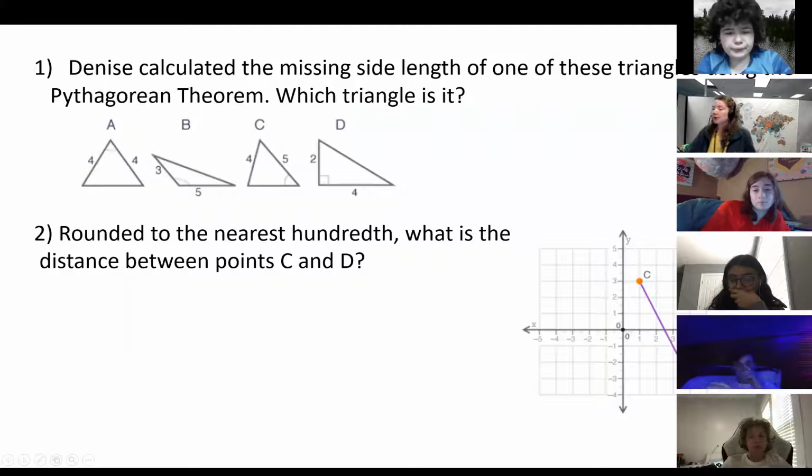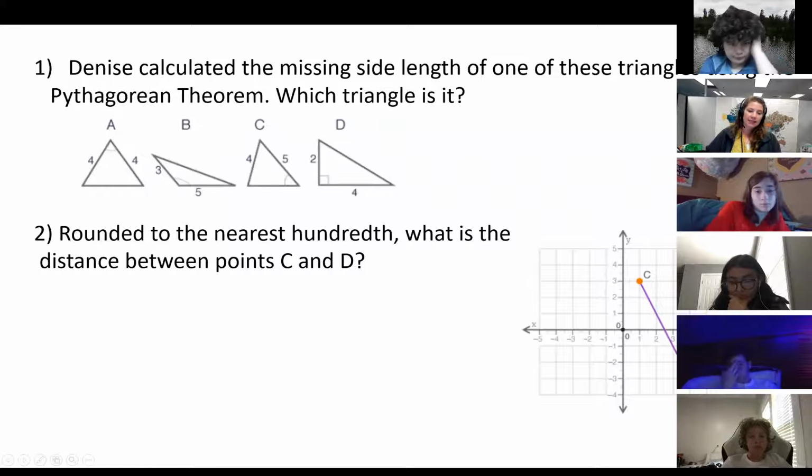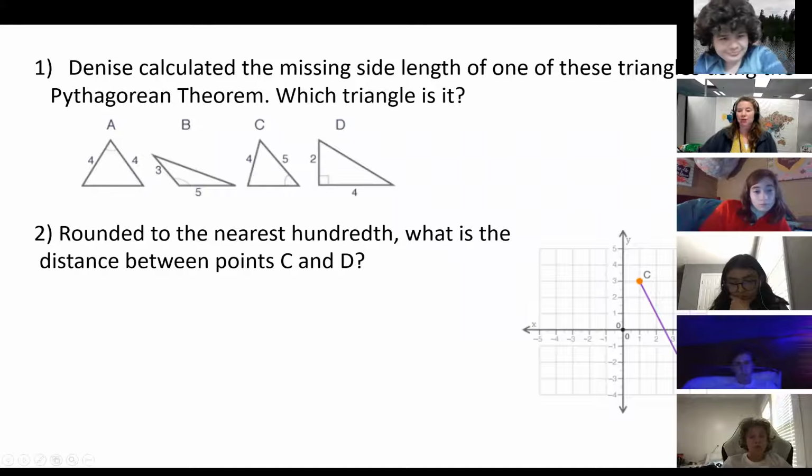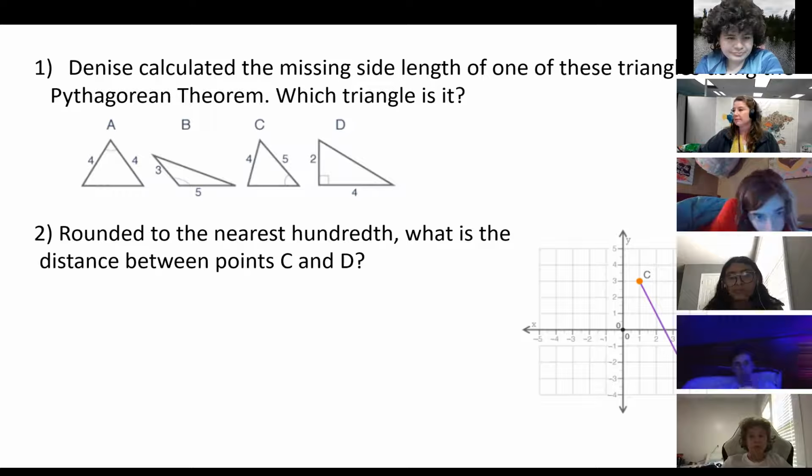I'm hoping this will help you after Thanksgiving for your mid-module quiz. Number 1, Dennis calculated the missing side length of one of these triangles using the Pythagorean theorem. The question is, which triangle is it? Yes, Ashlyn.